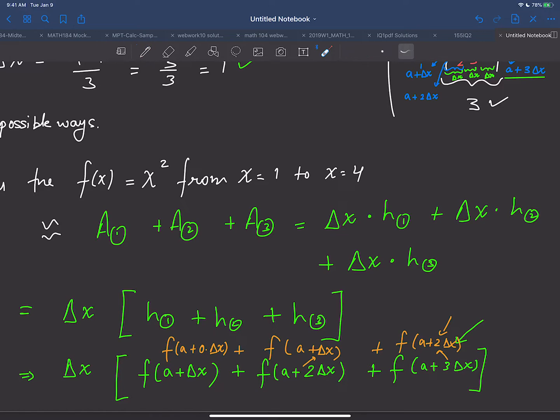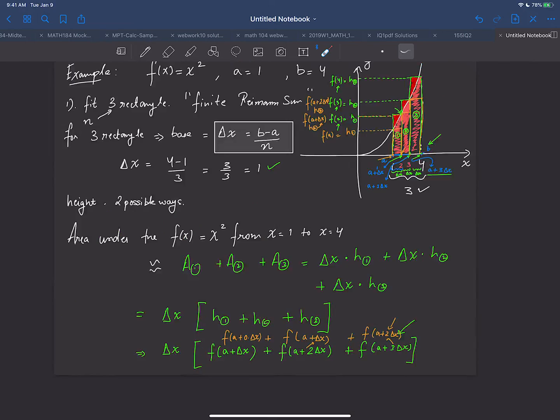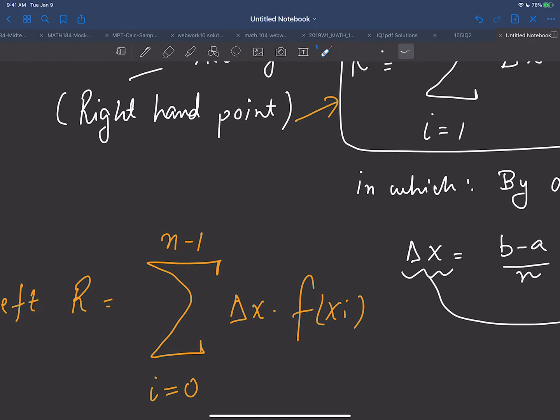The idea here was the coefficients start from 0, 1, 2. In the other case, it started at 1, 2, 3. So that's the difference between the left and the right hand point. Is it clear now? The left hand point, the only difference is just this.